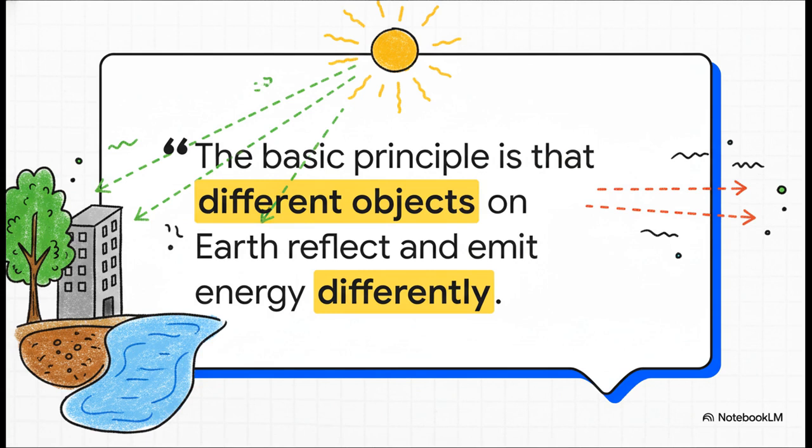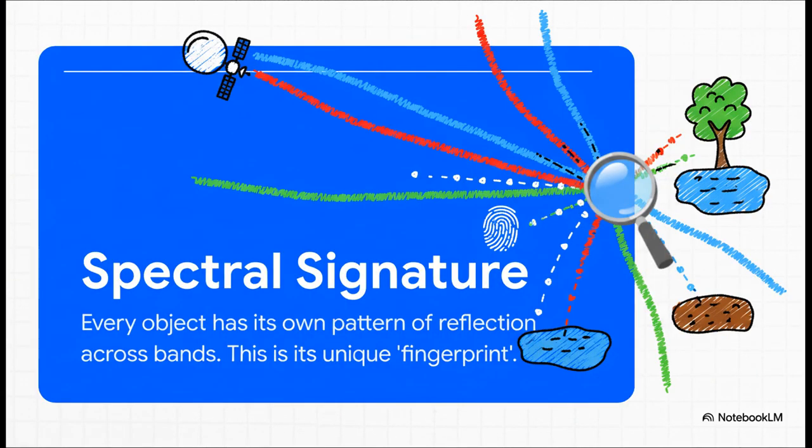Think about it. A tree, a building, a patch of soil, a lake, none of them interact with the sun's energy in the exact same way. Each one reflects and absorbs light a little differently than everything else. And this unique pattern of reflection, it has a name. It's called a spectral signature. And honestly, the best way to think about it is like a fingerprint. Every object has one.